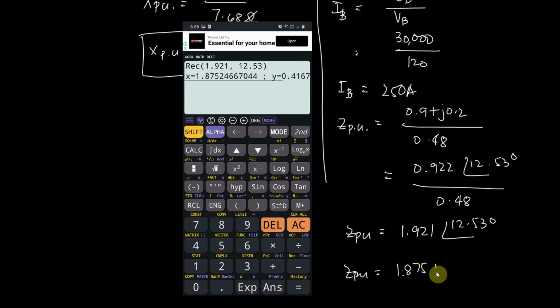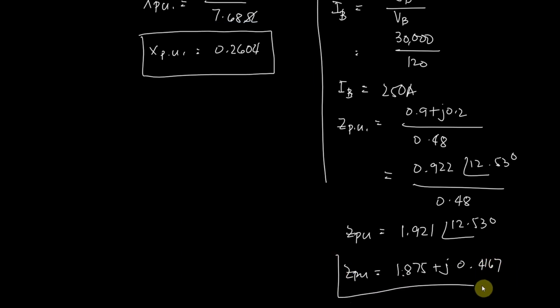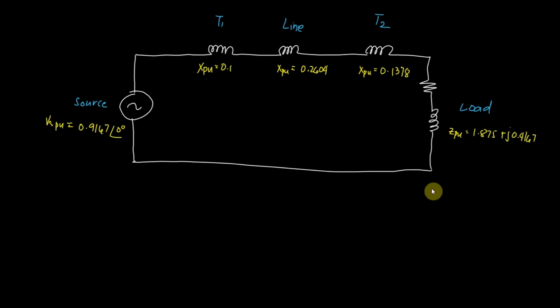1.875 plus J 0.4167. Okay? So ayan yung ating per unit impedance dun sa ating load. So ngayon na-calculate na natin yung mga per unit values ng ating mga components sa bawat zones or sa entire network. I-convert naman natin ngayon yung ating single line diagram to impedance diagram, and then isusulat natin yung mga per unit values na na-calculate natin.